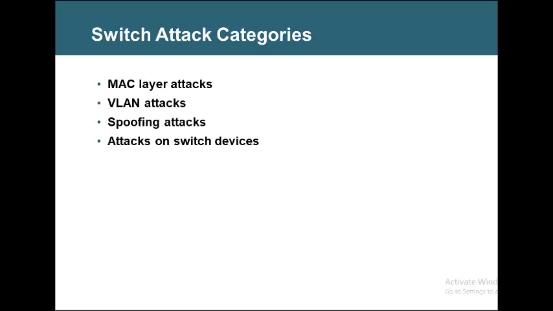These are the 4 major classifications of attacks. Attack based on MAC address. Attack based on VLANs. Attack by spoofing. And a few more switch-based device attacks. Later we will see. So we'll see this one by one. First of all, MAC layer attack. Using MAC address, or based on MAC address, what all attacks are possible?